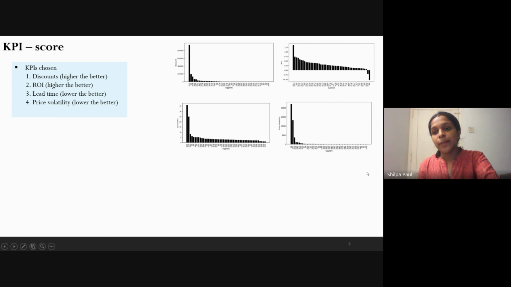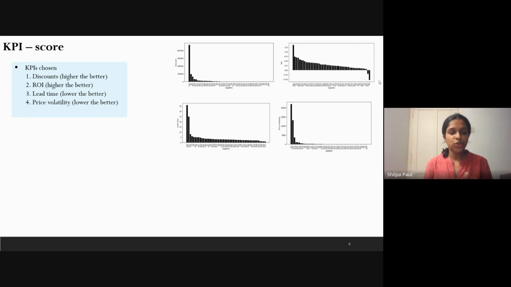And for the ROI, 2 of them have negative ROI, but we can't say that it is because of the inventory given by a supplier, because it could be that the supplier was selling inventory that was getting stocked up. And lead time, if you remove the first 2, it's more or less uniform. And for price volatility, most of them have tried to control their prices, except for some ones, but that's quite high price volatility too for the first 1 or 2.